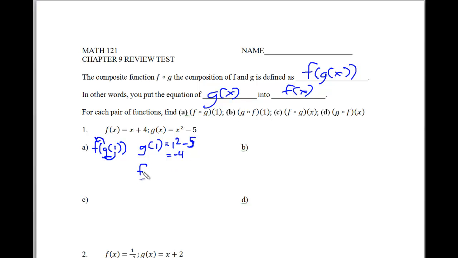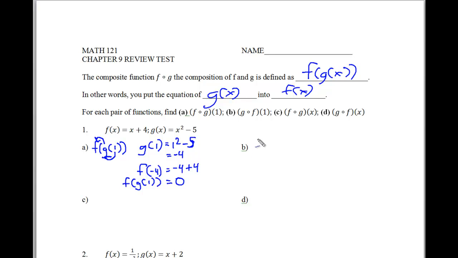Then take that and plug it into my f, negative 4. So this makes negative 4 plus 4, and the answer there is 0. So my answer needs the correct notation. F of g of 1 is equal to 0.